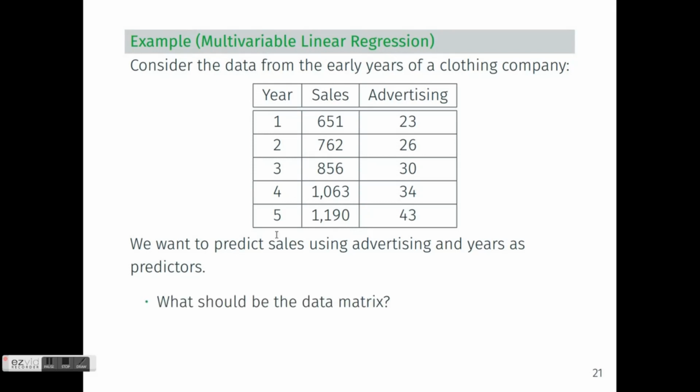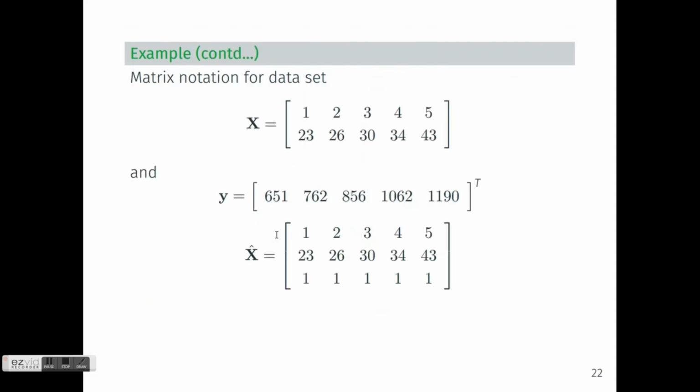We have the pseudo inverse. So first thing is to formulate the data matrix. In the matrix notation, this is the data matrix X, and in this matrix the first row represents the years in which you want to predict the sales, and the second row represents the amount of advertising that is being done.